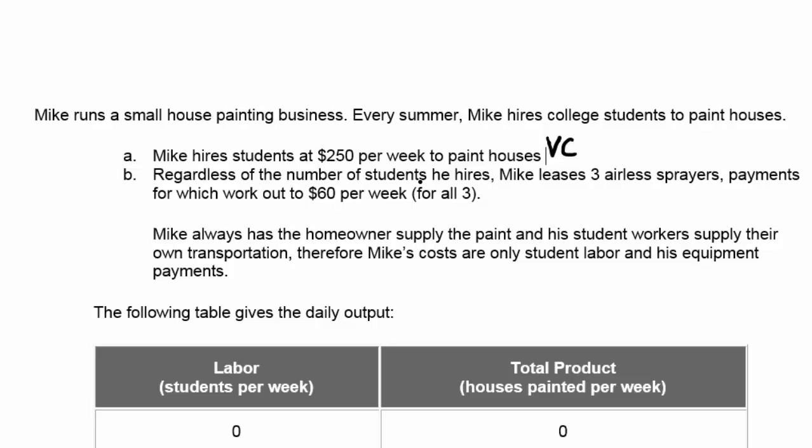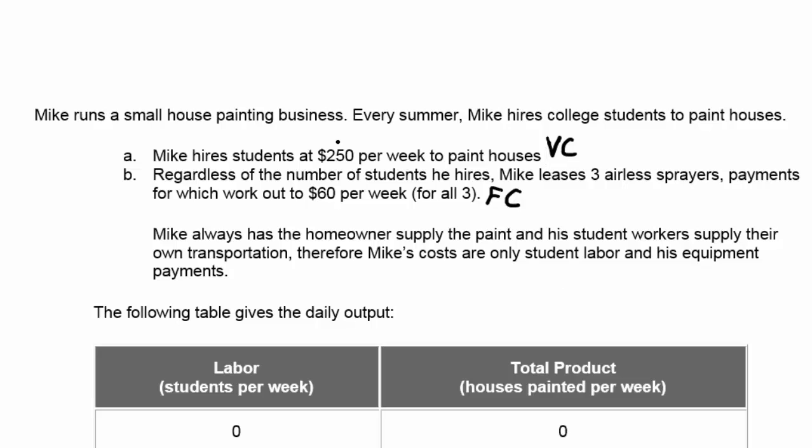Okay, regardless of the number of students he hires, that means regardless of how much painting they're actually doing. He's got to pay the rent on these sprayers, that's the equipment you use to paint, regardless of whether they're working or not. So that's the fixed cost. Okay, so we've got a very simple example that involves some variable costs and some fixed costs.